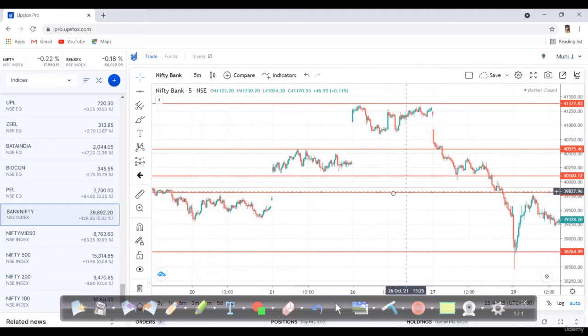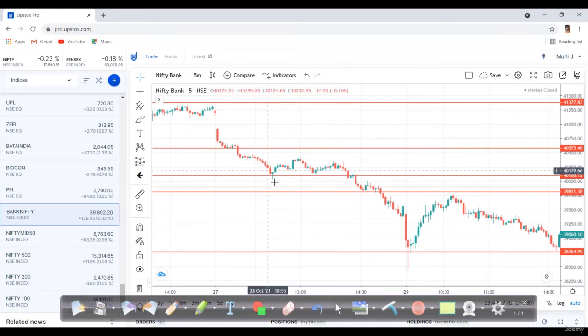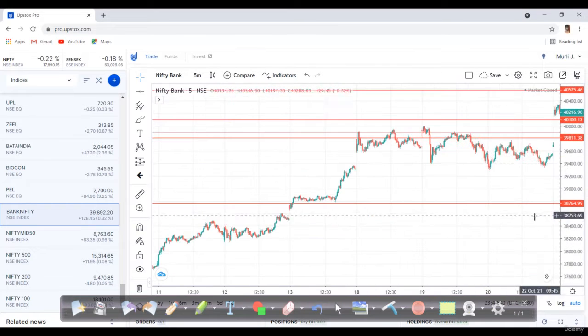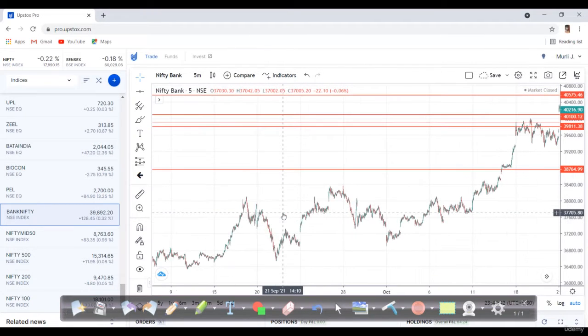See, multiple times the market is taking support here, and whenever the market takes this support, it's falling like hell. Falling like hell in the sense that it just starts falling because it breaks the support area. Same thing we need to check for every line which we have marked in the live market as well.